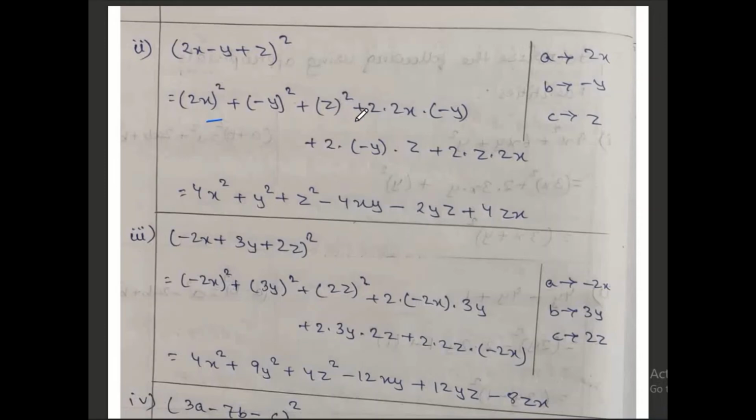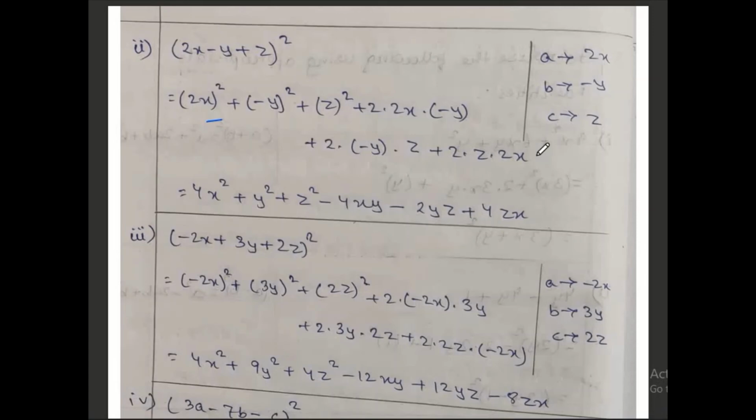plus, according to the formula you need 2ab, so 2 into 2x into minus y, plus 2 into minus y into z, that is 2bc, plus 2ca, 2 into z into 2x. 2x whole square will give you 4x square, minus square is plus, so y square, this is z square, plus minus minus 4xy, plus minus minus 2yz, plus 2 into 2 is 4zx. If you can follow me, you can solve any kind of question related to this formula.